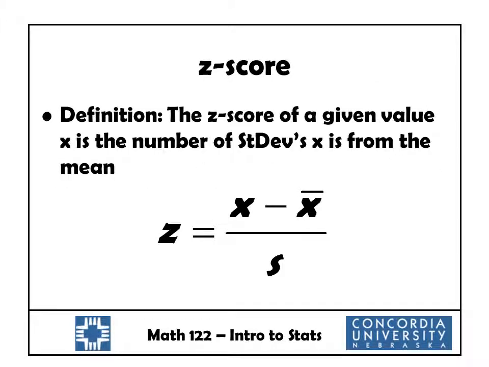Another way that we use the standard deviation is with what we call the z-score. We saw a z-score a couple different times. We first saw it in Chapter 3. We also saw it in Chapter 7 when we calculated normal probabilities. And so the z-score of a given value x is the number of standard deviations x is from the mean. And so here was our formula for z. We took the x value or the data value, and we subtracted the mean, and we divided it by the standard deviation. So this gives us the number of standard deviations that the data value is from the mean.